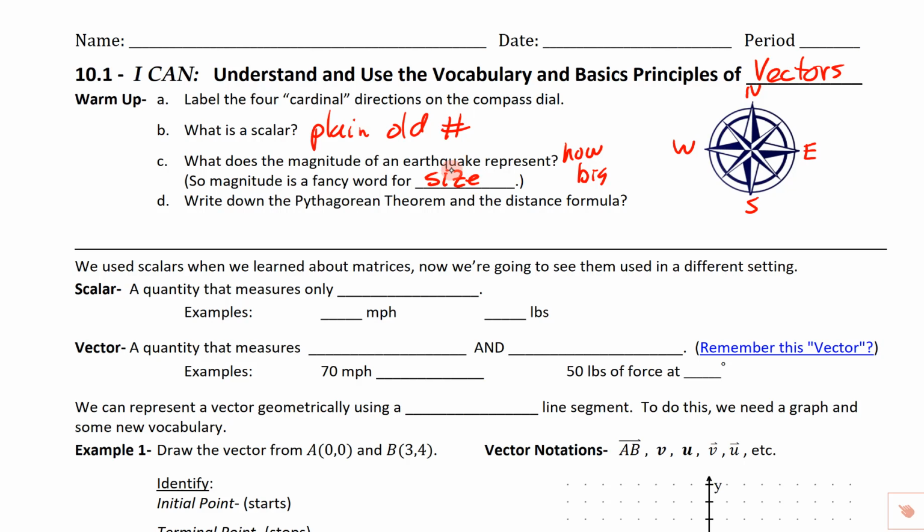And then it says write down the Pythagorean theorem and the distance formula. So I'm going to write down the Pythagorean theorem this way. This is the way I like to remember it. I'm going to write down leg squared plus leg squared equals hypotenuse squared. And again, I abbreviate hypotenuse, HYP, hypotenuse squared. And then the distance formula is this. It's d equals, and then it's a big square root, and then it's x2 minus x1 quantity squared, and then y2 minus y1 quantity squared.